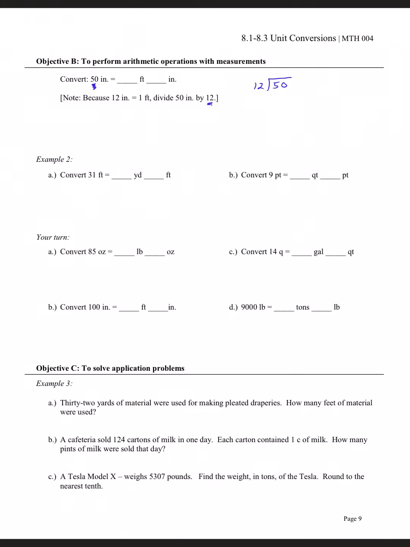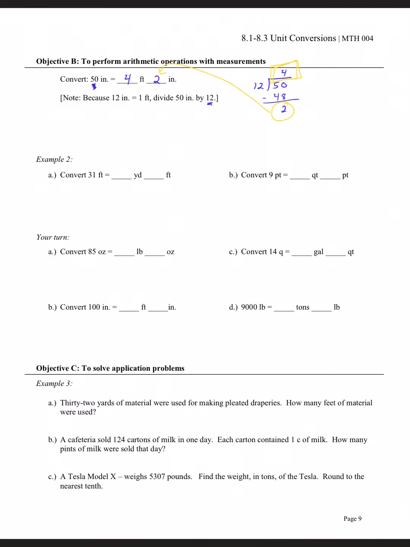So if we use our calculator, we know that 12 will go into 50 4 whole times. And then when we just do this longhand division, we know 12 times 4 is 48. And then we subtract, 50 minus 48 is 2. That means that 4 whole feet go into 50, and then we have 2 inches left over. Your remainder will go in this spot here. And then this number here is how many total feet. So it's saying 50 inches is the same as 4 whole feet with 2 inches left over.